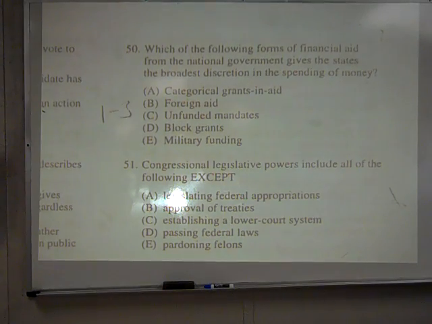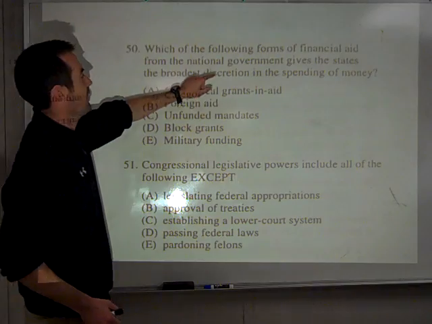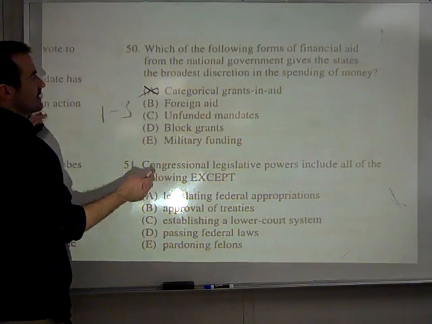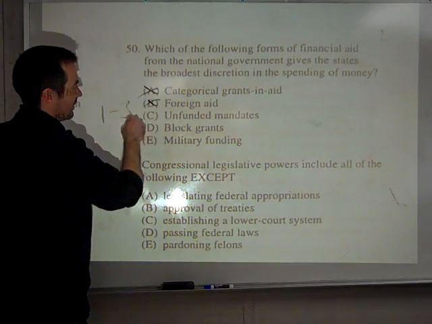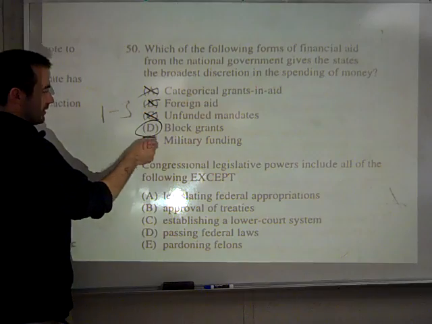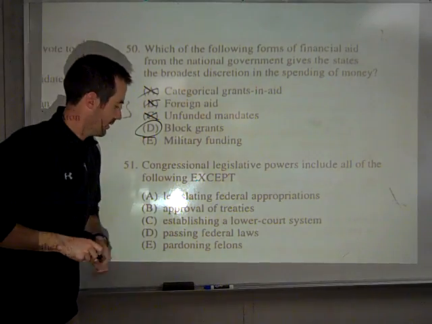All right, so wait a minute. Which of the following forms of financial aid from the national government gives the states the broadest discretion? Ho! All right. In the spending of money. But not foreign aid, that goes to foreign countries. Unfunded mandates, there's no money there. Block grants are the discretion. Military funding is not the right answer. All right, way to go.